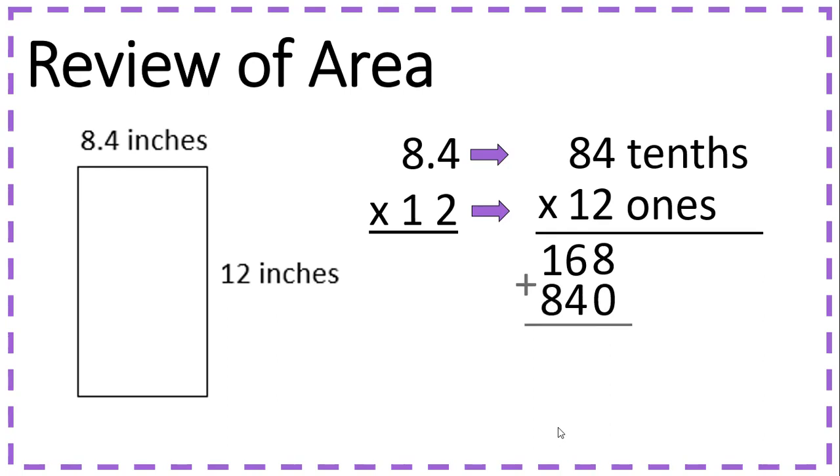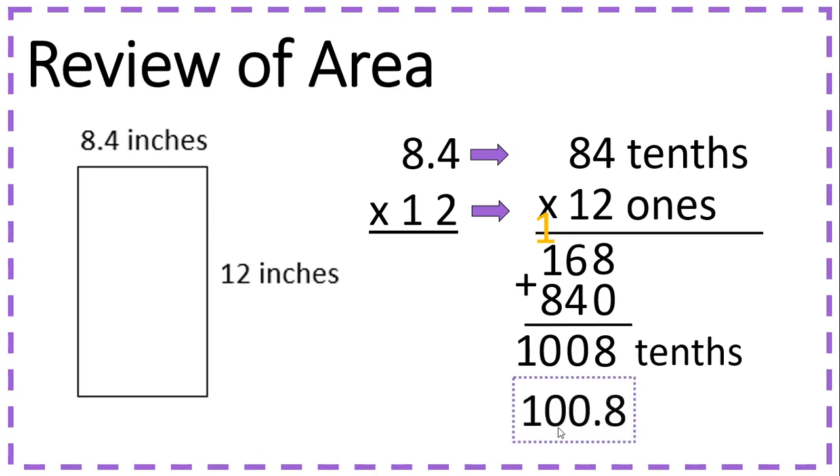Now we can add our products together. 8 plus 0 is 8, 6 plus 4 is 10, carry the 1. 1 plus 1 plus 8 is 10. Now we're going to multiply the units. Tenths times ones is tenths. So our answer is 1,008 tenths, which can be rewritten as 108 tenths.